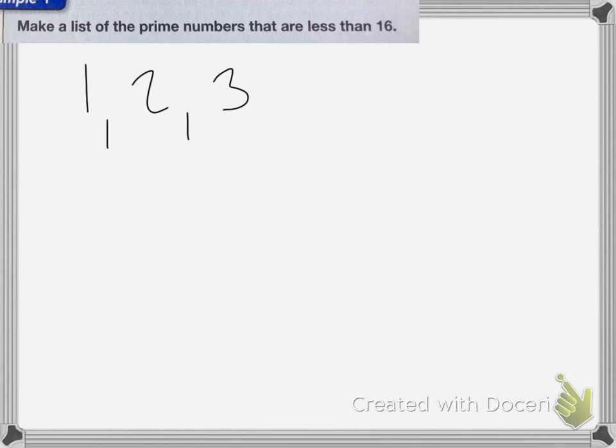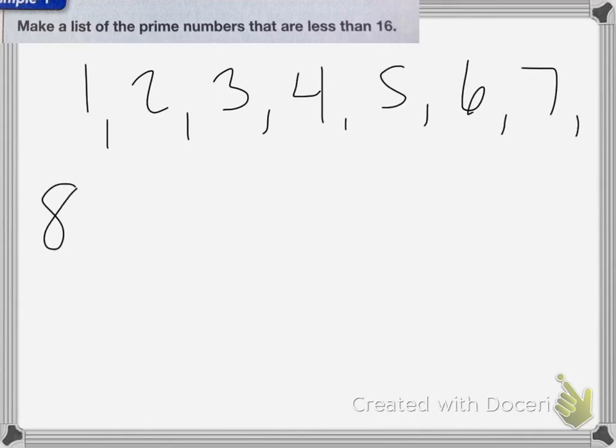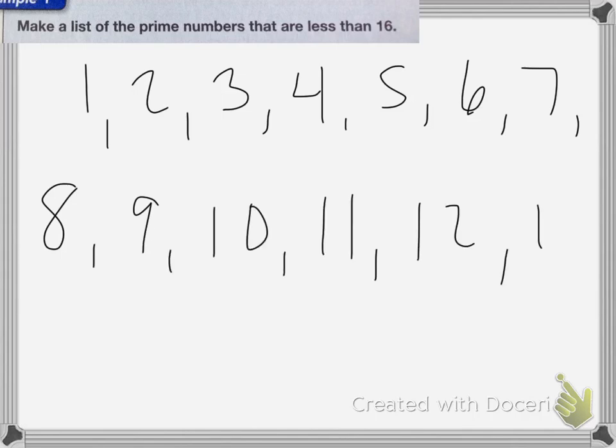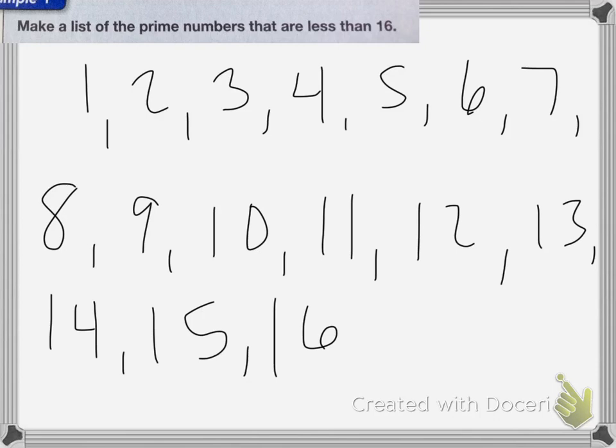1, 2, 3, 4, 5, 6, 7, 8, 9, 10, 11, 12, 13, 14, 15, 16. Alright, and I'm going to cross off the ones that are not prime. So 1 is not prime because 1 is neither prime nor composite. 2 is prime, so is 3. 4 is not because 4 is an even number, which means that 2 can go into 4.